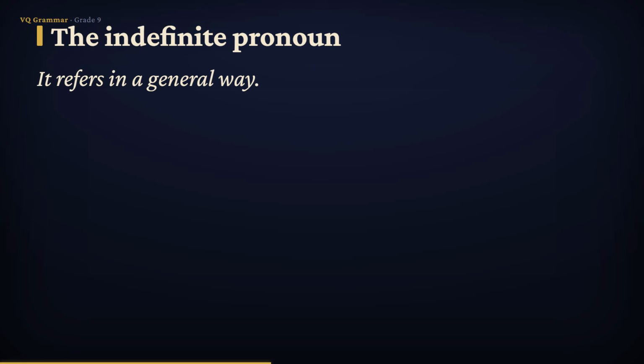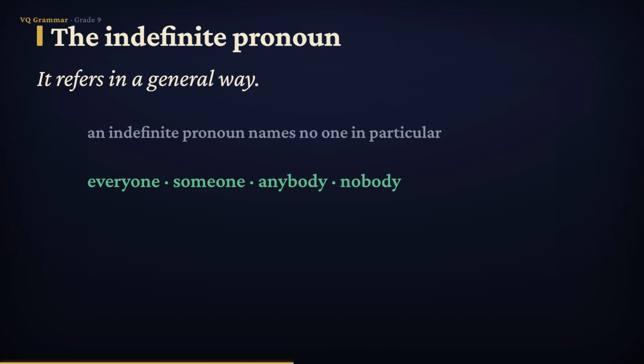Last of the 4, the indefinite pronoun. Indefinite means not definite, not specific, and that's the whole idea. An indefinite pronoun refers to people or things in a general way, without naming anyone in particular. There are quite a few. Some point at people, like everyone, someone, anybody, and nobody. Others cover amounts, like all, each, both, few, many, several, and none.